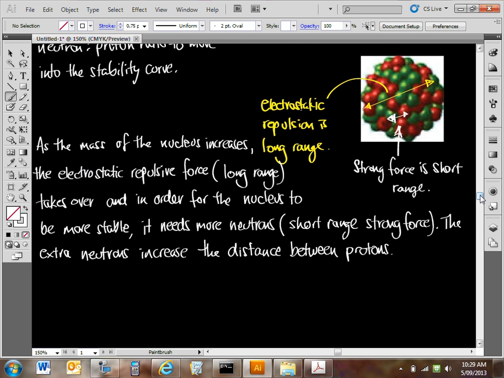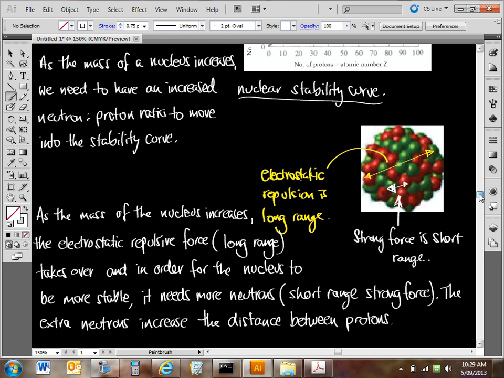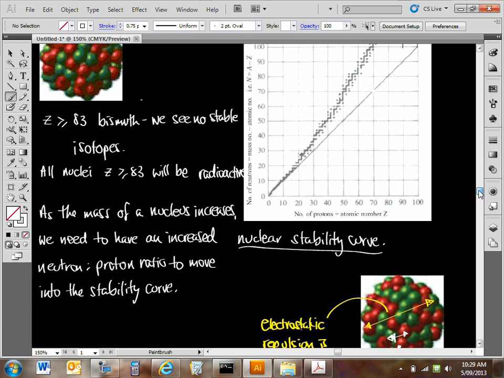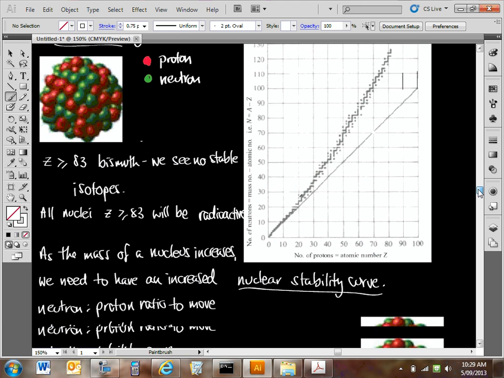Okay. Any questions about that? I think that's reasonably clear. That explains quite well, I think, why we have this nuclear stability curve that moves towards the neutron side.